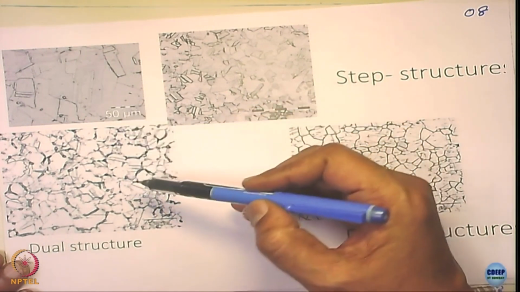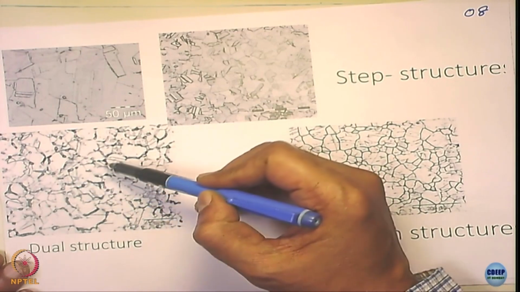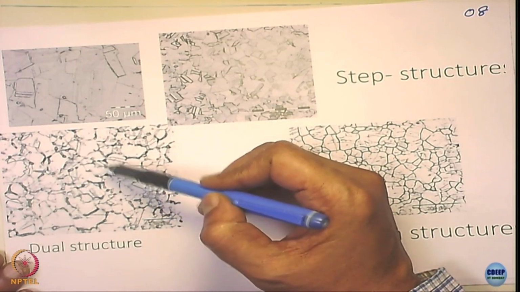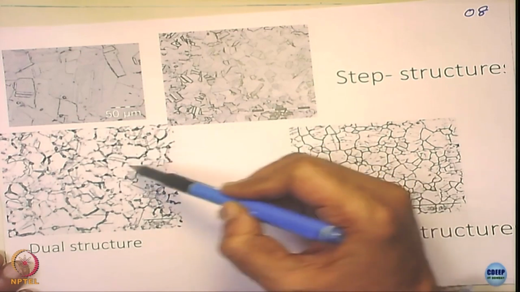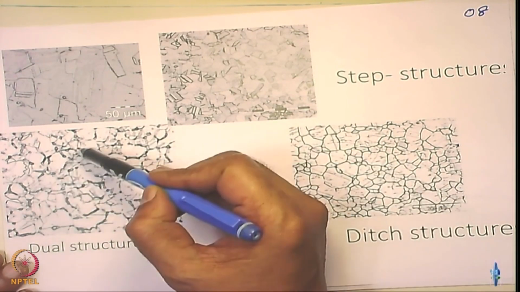Similarly, can you see here? What do you see here?